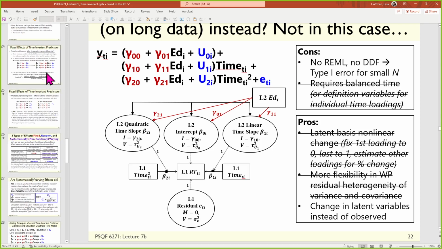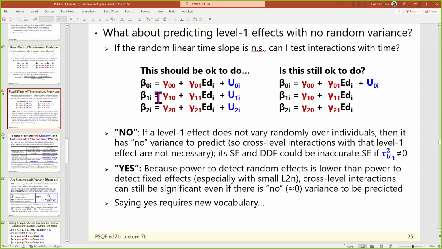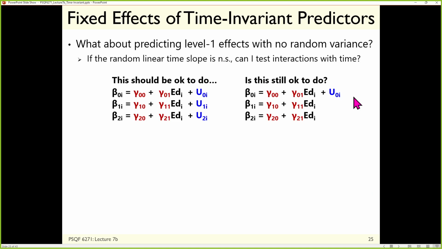Where we left off, I believe, was the idea of systematically varying effects as a new vocabulary word. So slide 25 to start with here. The question then is, are we allowed to estimate and interpret cross-level interactions if the level 1 variable that is part of the interaction does not have a corresponding random slope? So in this type of example, if beta 1 were a linear slope, say, and beta 2 were a quadratic slope, the absence of the u's here implies what?